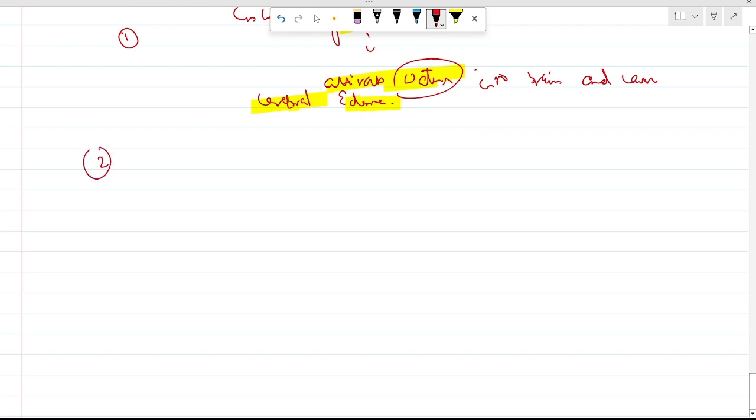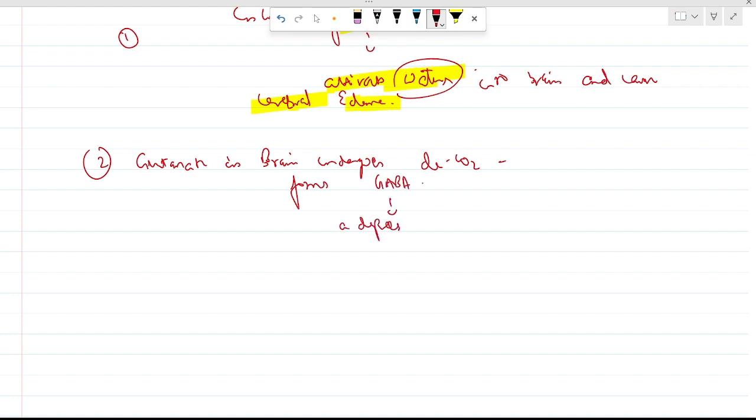Second reason is glutamate in the brain undergoes decarboxylation, and we know glutamate on decarboxylation forms GABA, gamma aminobutyric acid, a depressing neurotransmitter. We all know this GABA is a depressing neurotransmitter. It is formed by decarboxylation of glutamate. It causes CNS depression.